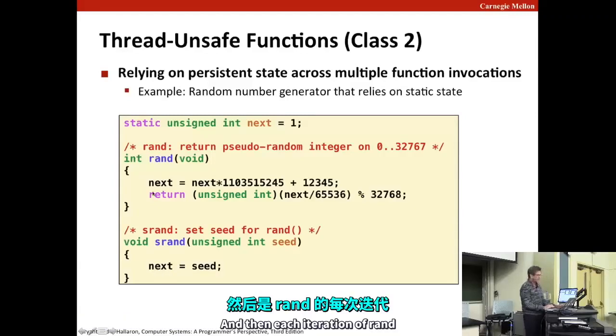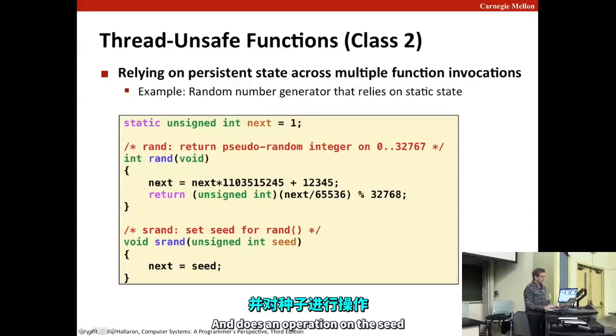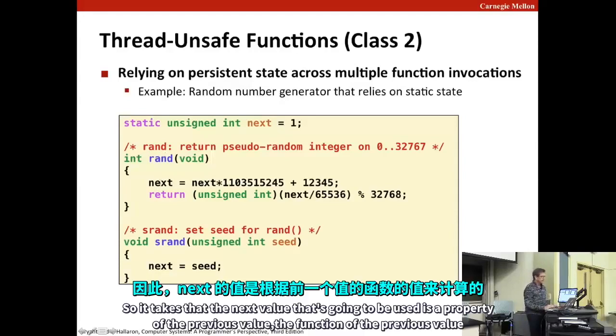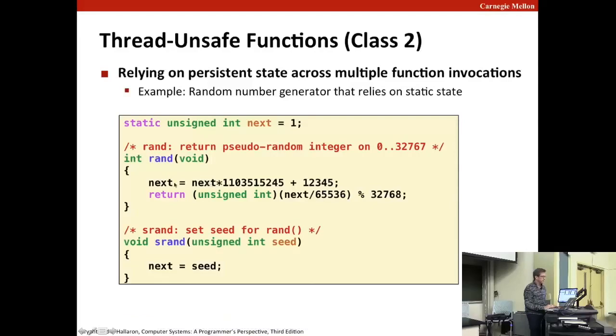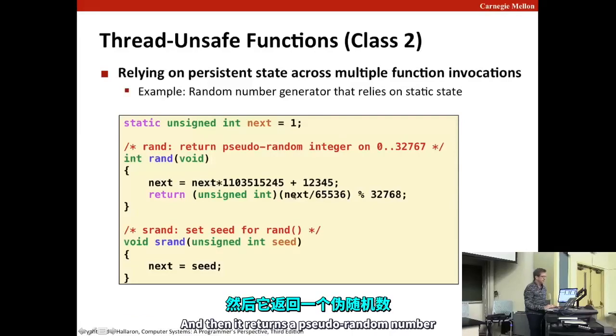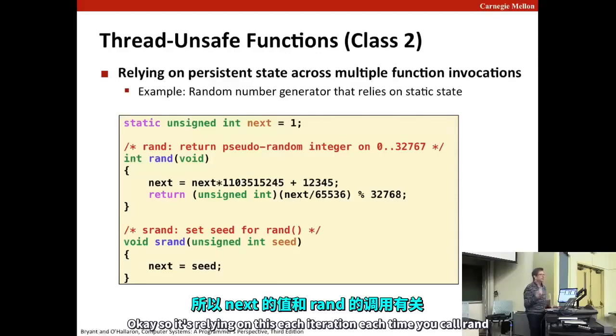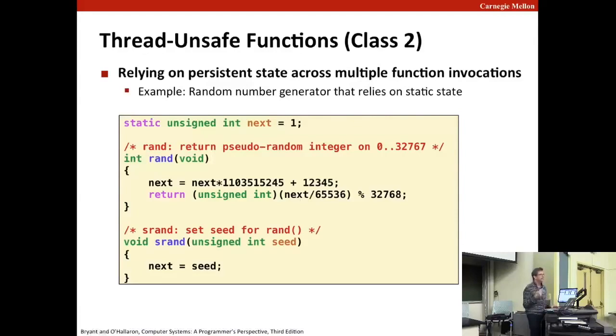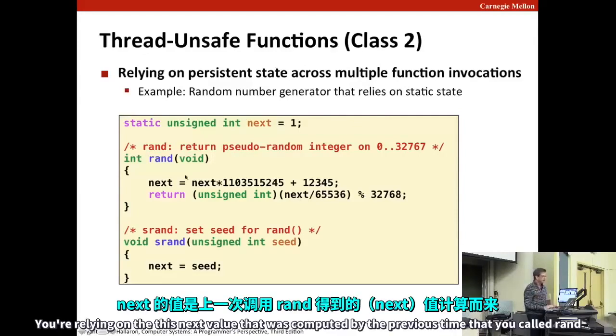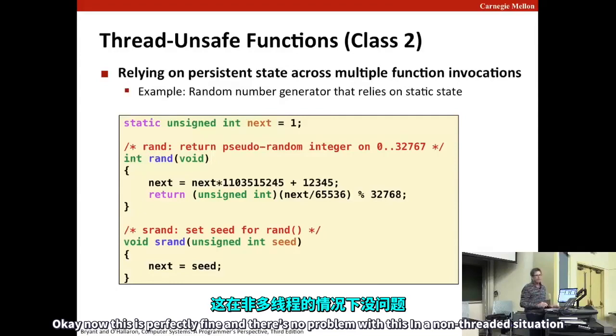And then each iteration of rand does an operation on the seed. The next value that's going to be used is a function of the previous value, and then it returns a pseudo-random number that's a function of that next value. So each time you call rand, you're relying on the next value that was computed the previous time that you called rand. Okay, now this is perfectly fine, and there's no problem with this in a non-threaded situation.